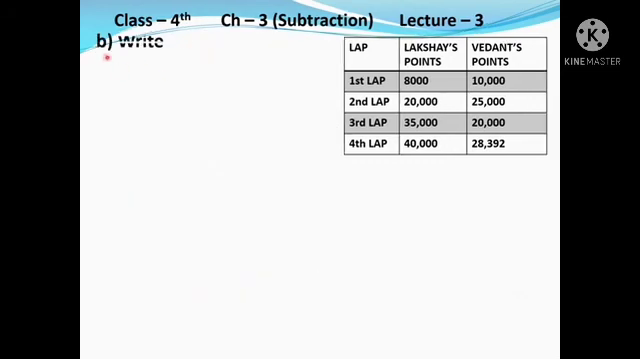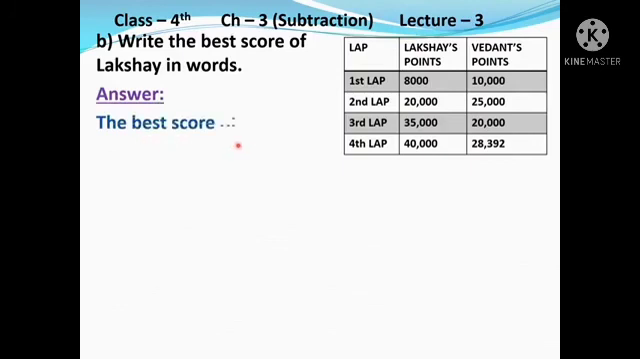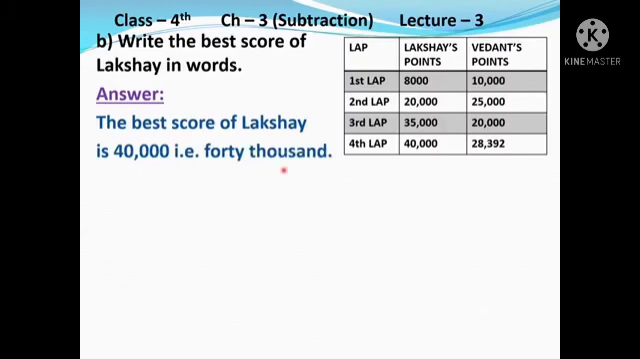Now, B part. Write the best score of Lakshay in words. See, first lap, second lap, third lap, fourth lap. See, Lakshay's points are 8,000, 20,000, 35,000, 40,000. See, the greatest is 40,000. So, the best score of Lakshay is 40,000. Write down the best score of Lakshay is 40,000. You have to write in words also.